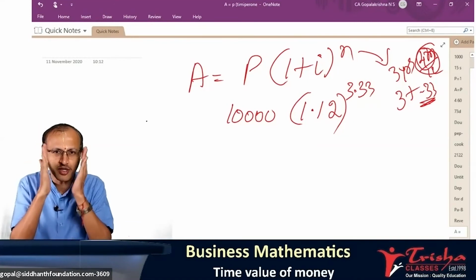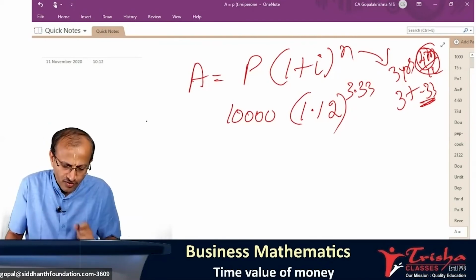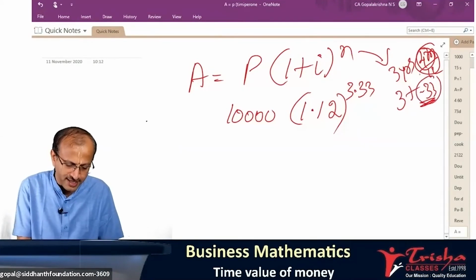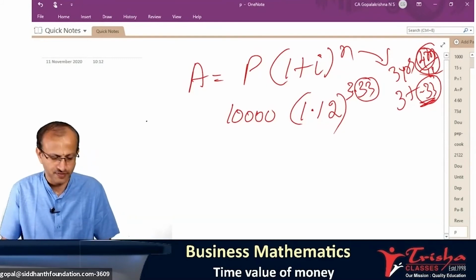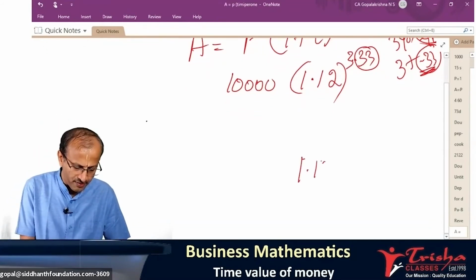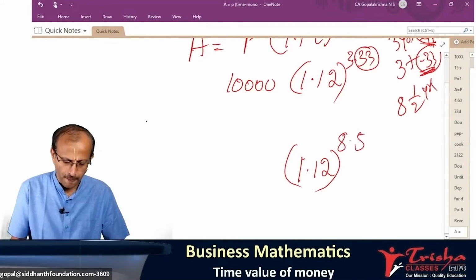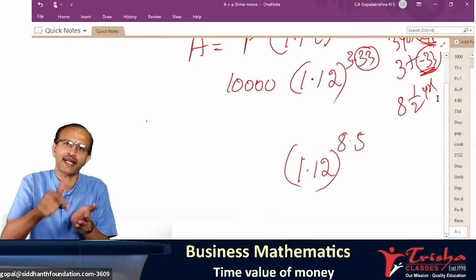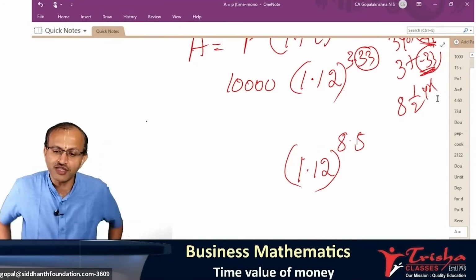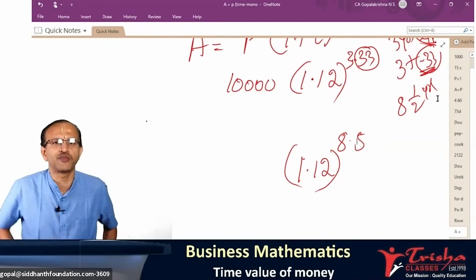All of you are there? All of you are able to follow me? Please respond to me in the chat box. Little different. If you have 4 months, it becomes 0.33. If 0.33 comes here, how do you do it? That is the question. For example, you got 1.12 to the power 8.5 years. How do you do 8.5? Like that, go on, press 8 times or 9 times? That's where you have to go for logarithms, which is again time consuming.